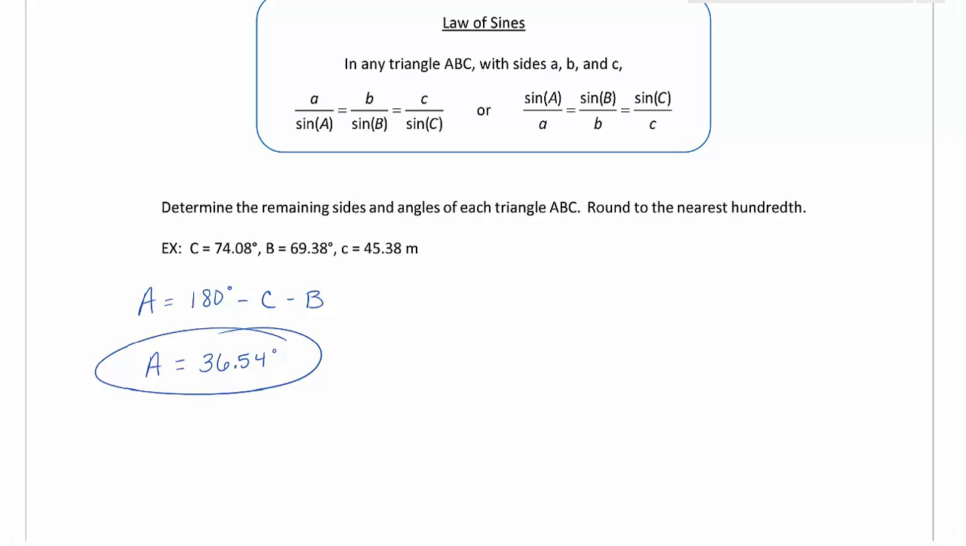It doesn't matter which one we find first. I'm going to find side A first. Side A, which is unknown, over sine of angle A, 37.54 degrees, is equal to, now you have to have a known pair. That's what you need to be able to solve this proportion, so we're going to have to use C.